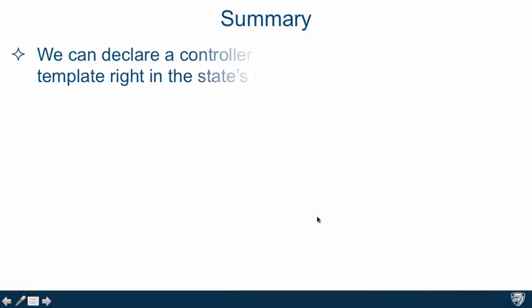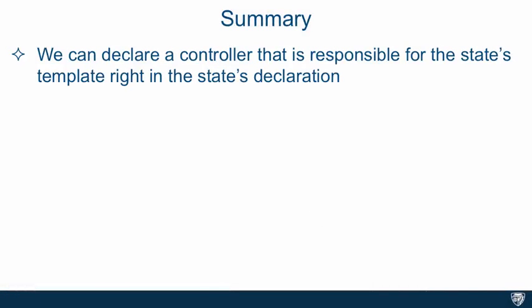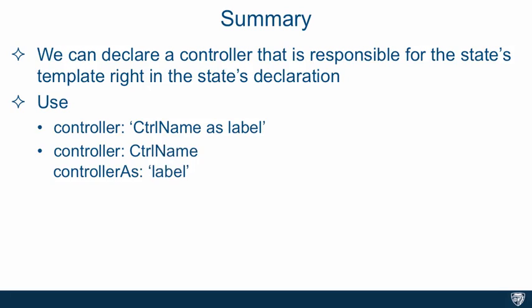Okay, so let's summarize. We can declare a controller that is responsible for the state's template right in the state's declaration, not just in the template itself. In the state declaration, we can use a syntax of controller as the property of the state declaration with a string of controller as syntax, in this case, for example, CTRL name as some label, and the whole thing would be a string. Or we could use controller and reference the controller function value and also use controller as property and give it a string label that we could later use to refer to the controller in the template.